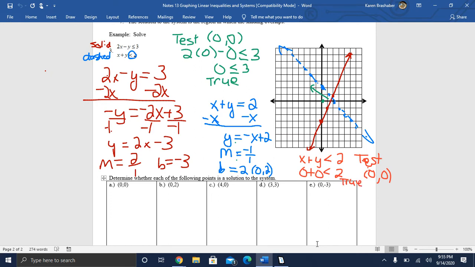So now I have to keep track of, I was testing it for the blue line. Here's the 0, 0, and that was true. So both of these are going to shade over where the 0, 0 is. And so I'm going to go ahead and shade this in. It's bounded by this dashed line and the solid line, covering up where the 0, 0 is.